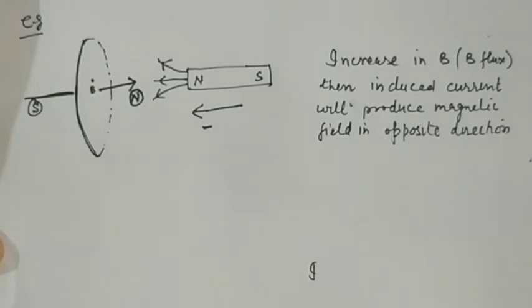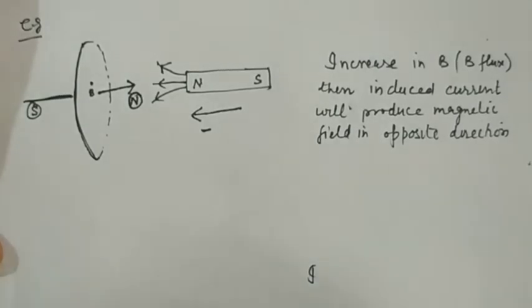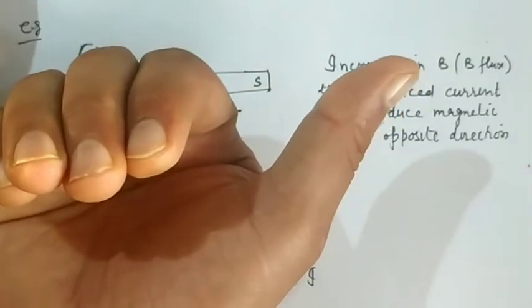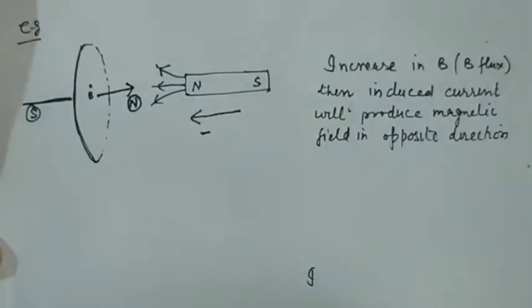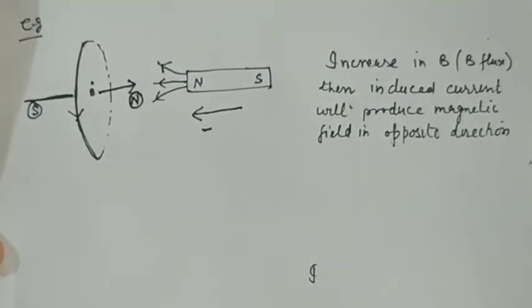If you use the right hand thumb rule, that is, if the thumb is the direction of the magnetic field, along this direction, the curling of fingers gives you the direction of current. So that is along this direction. This is the direction of current.